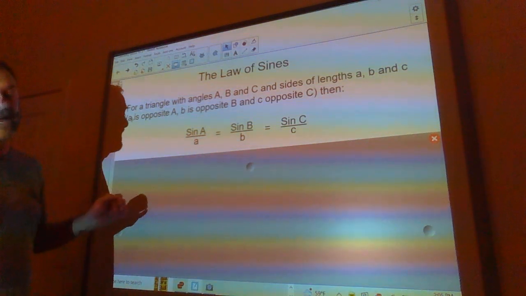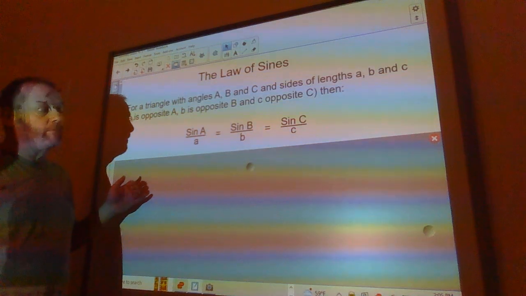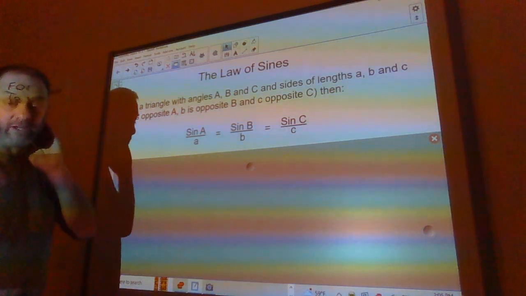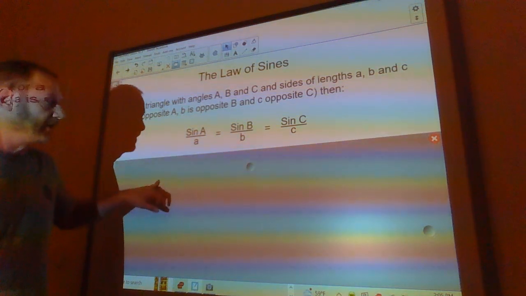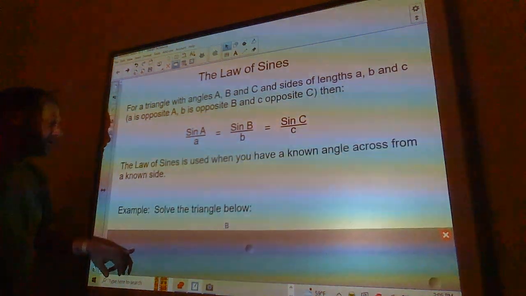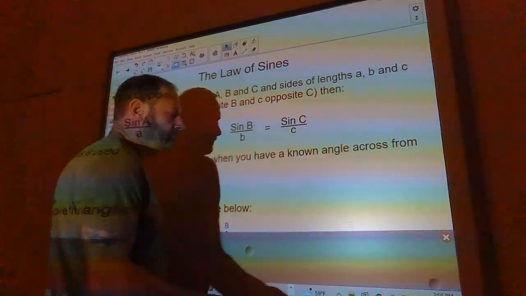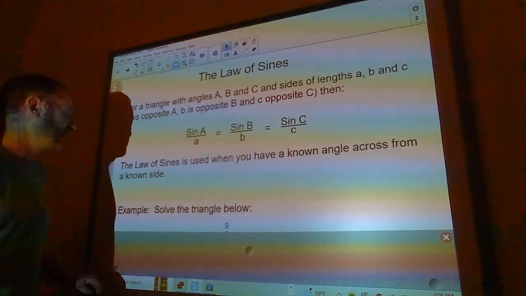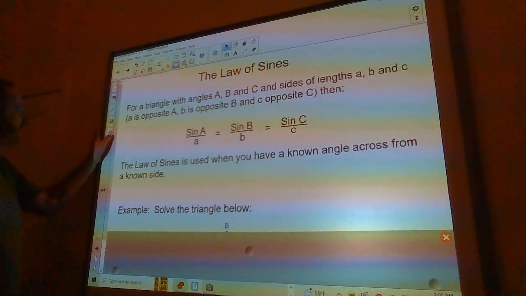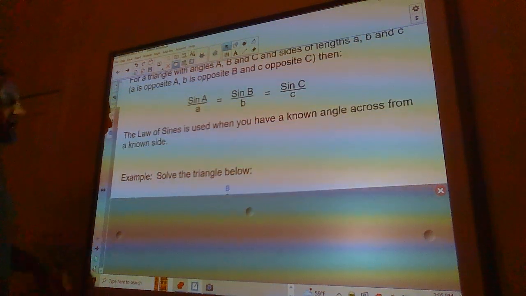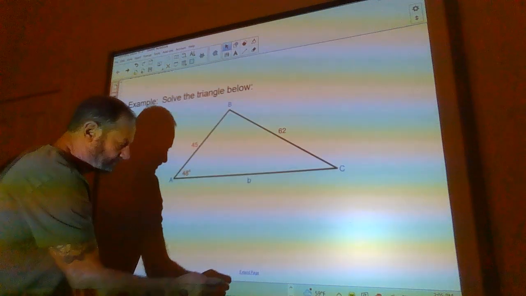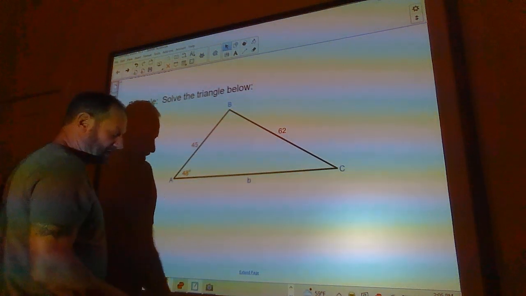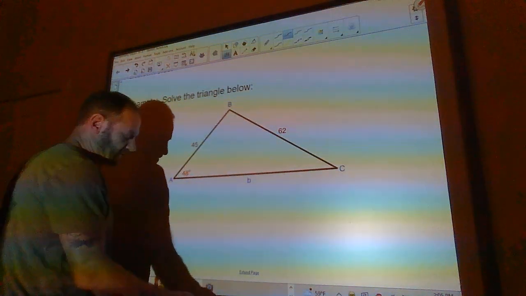Now, it does not matter if you have a 90-degree angle in the triangle for this to work. This works for all triangles. Okay, so the law of sines is used when you have a known angle across from a known side, like this.